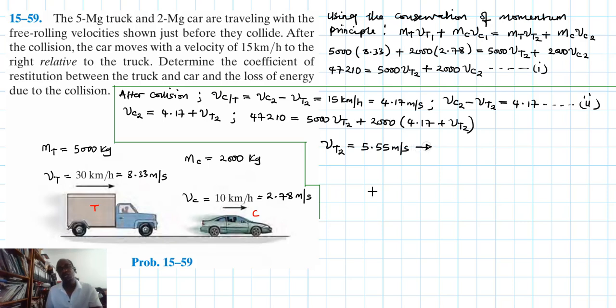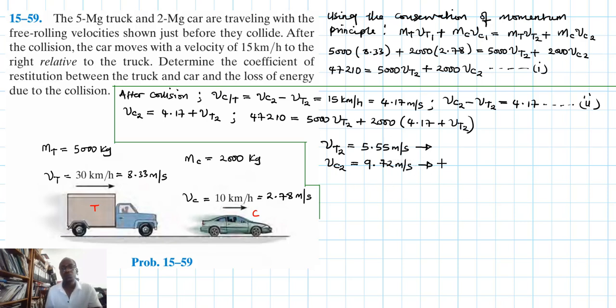This velocity is going in this direction. Then we have VC2, which is equal to 5.55 plus 4.17. This gives us 9.72 meters per second, and this goes in this direction.